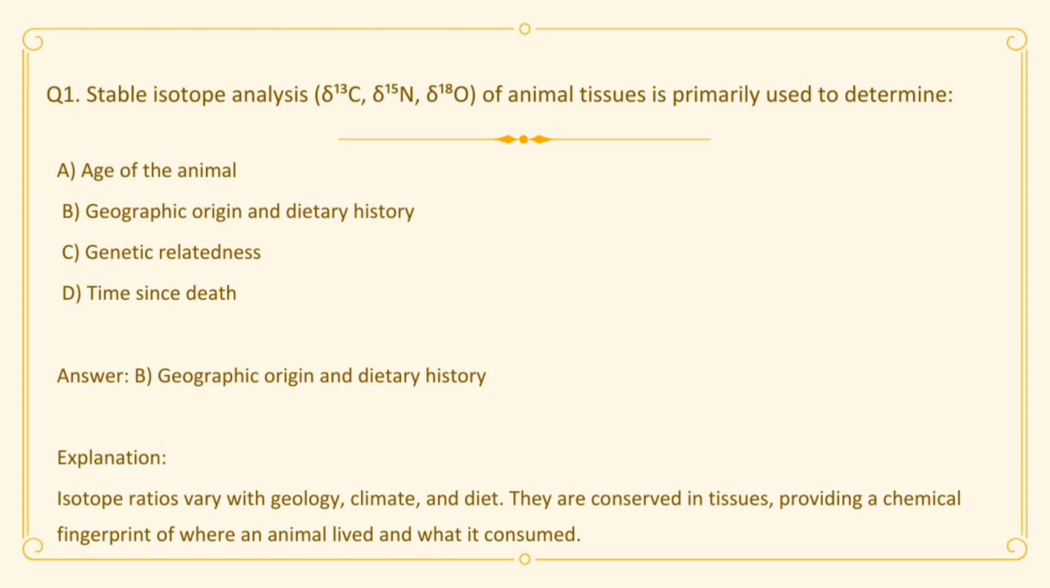First, the stable isotope analysis of animal tissues is primarily used to determine? Answer is B. Geographic origin and dietary history. Now, isotope values depend on local environment and food. These values stay preserved in tissues, which help trace where the animal lived and what it consumed.